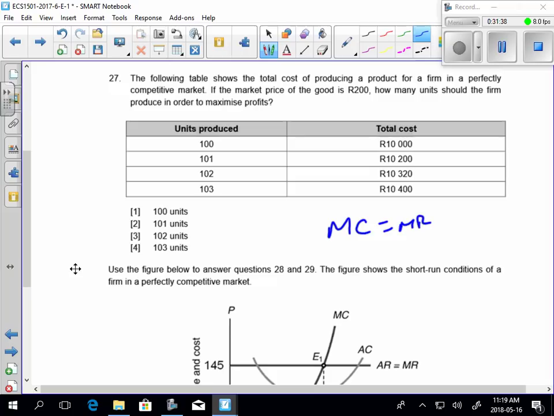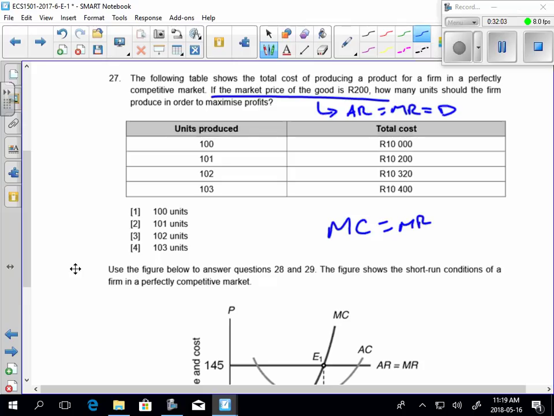Okay, so they've told you that the market price of the product is 200. What do we know about perfect competition? The market price is equal to your average revenue, which is equal to your marginal revenue, which is also your horizontal demand curve, or your price line. So you need to produce a quantity where your marginal revenue is equal to your marginal cost.